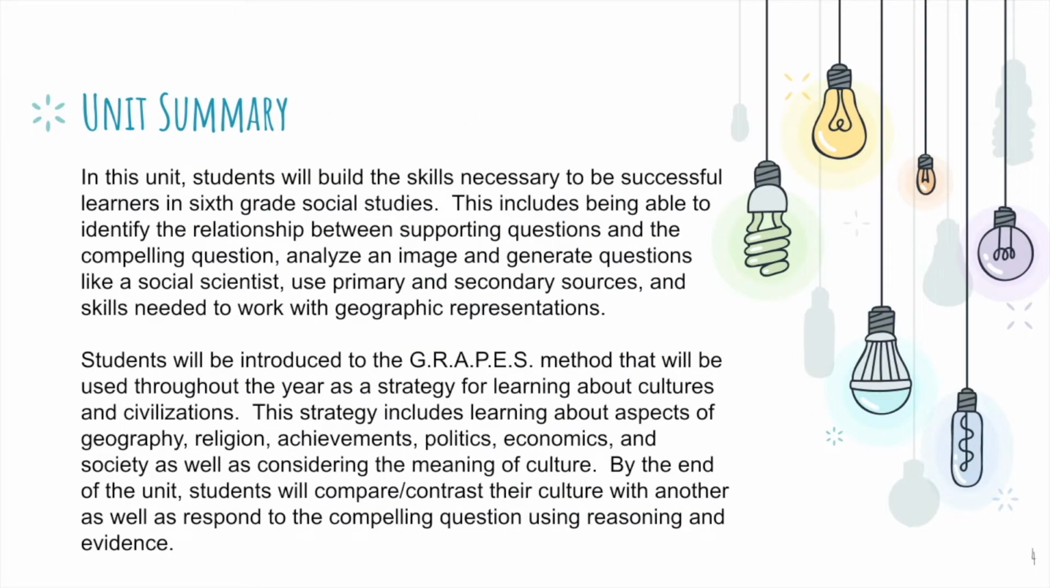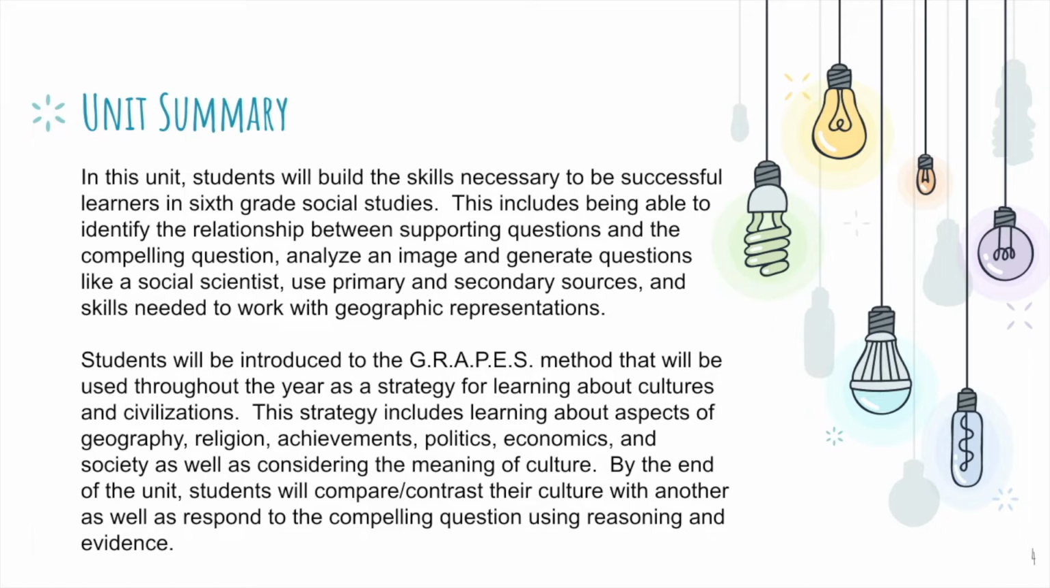In this unit, students will build the skills necessary to be successful learners in 6th grade social studies. This includes being able to identify the relationship between supporting questions and the compelling question, analyze an image and generate questions like a social scientist, use primary and secondary sources, and other skills needed to work with geographic representations.